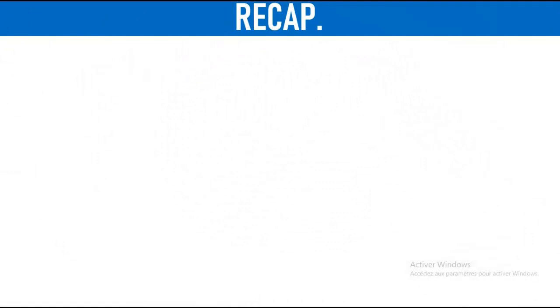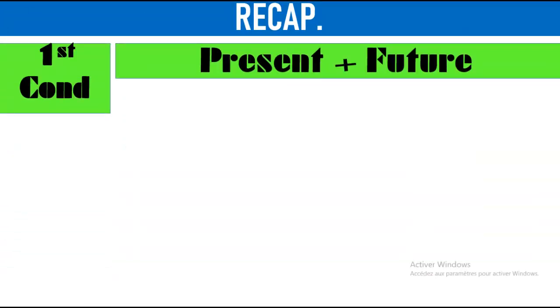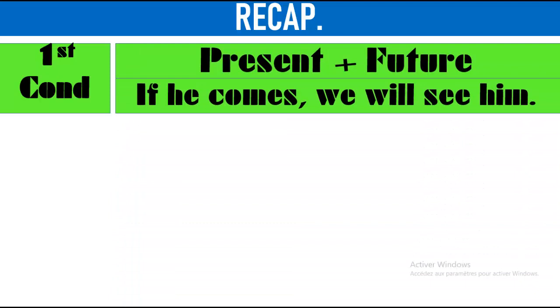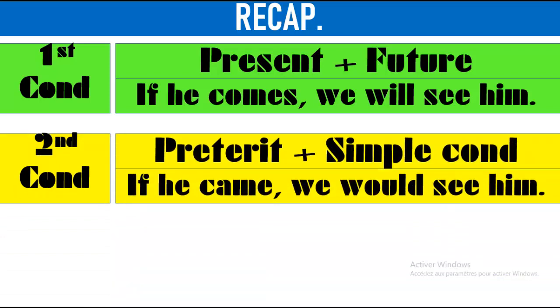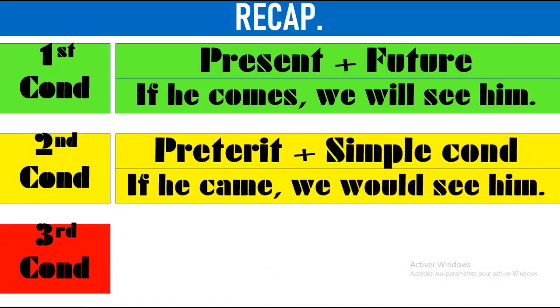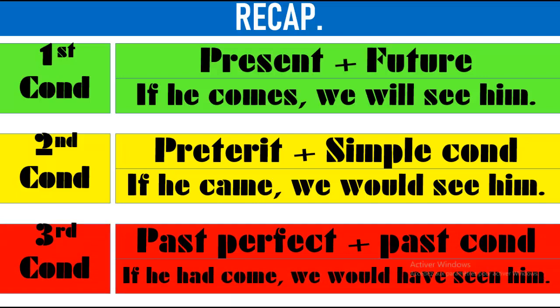Recap. First conditional: present, future. Example: if he comes, we will see him. Second conditional: preterite, simple conditional. Example: if he came, we would see him. Third conditional: past perfect plus past conditional. If he had come, we would have seen him.